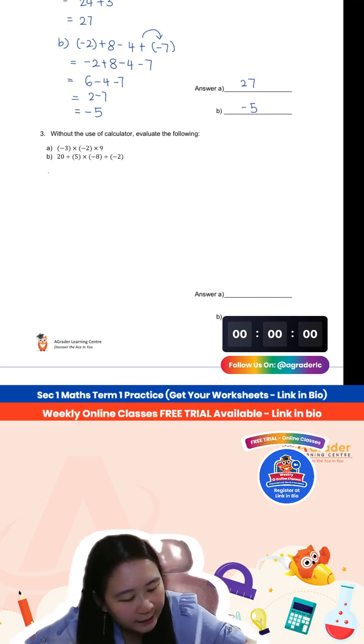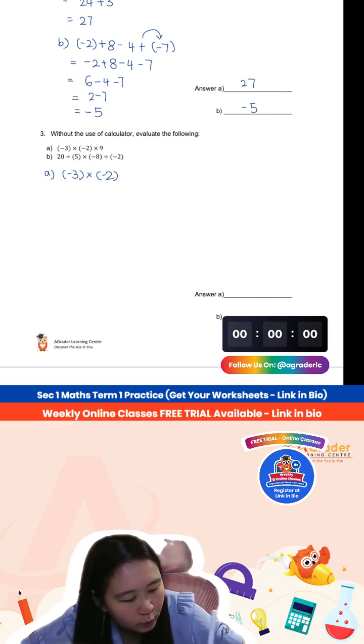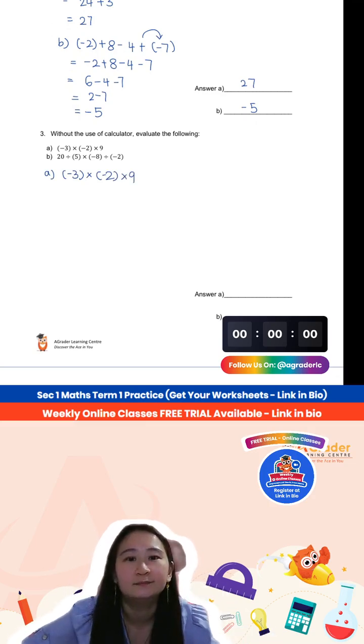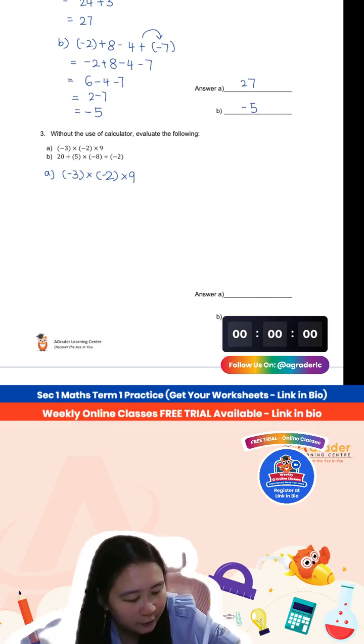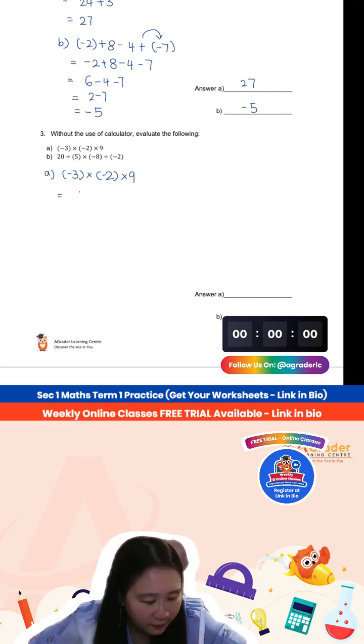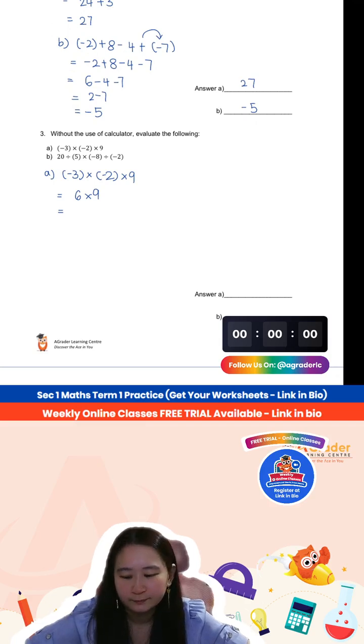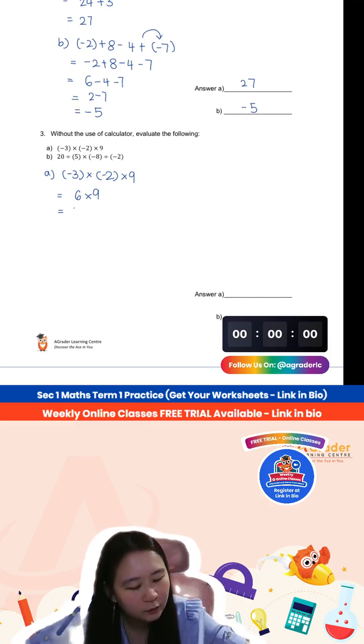So for part A, we have negative 3 times negative 2 times 9. So negative 3 times negative 2, negative times negative is positive. So 3 times 2, we have 6. Then we are left with 6 times 9. So 6 times 9 equals 54.